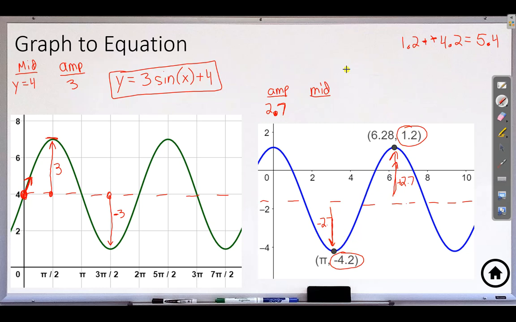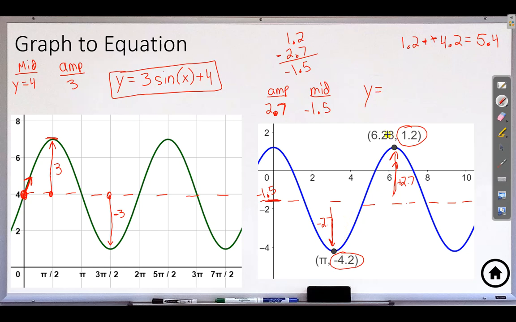I think the easiest is to take 1.2 and subtract 2.7. I'd recommend just doing that on a calculator. If you want to do the borrowing, you certainly can, but you get negative 1.5. So our midline here is down at negative 1.5. That would also check out with the negative 4.2 down here as well. So now we've got enough to start writing our equation.